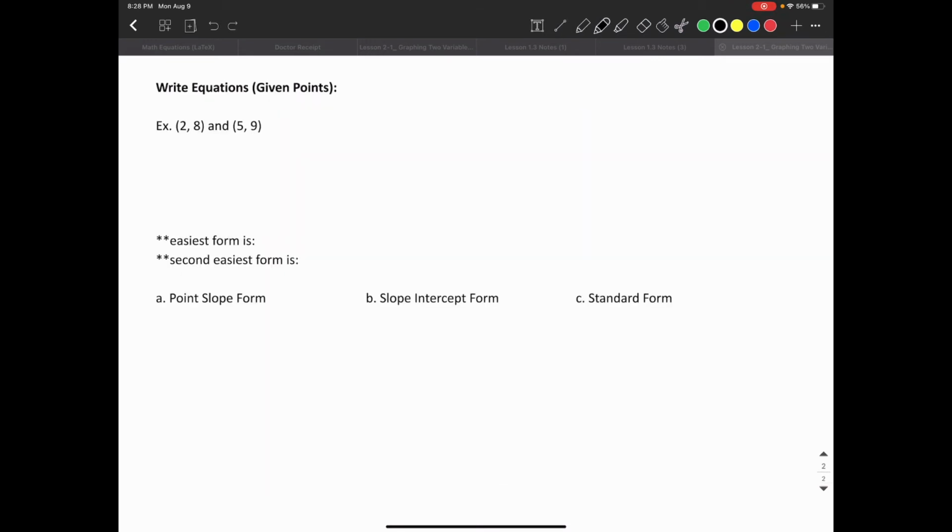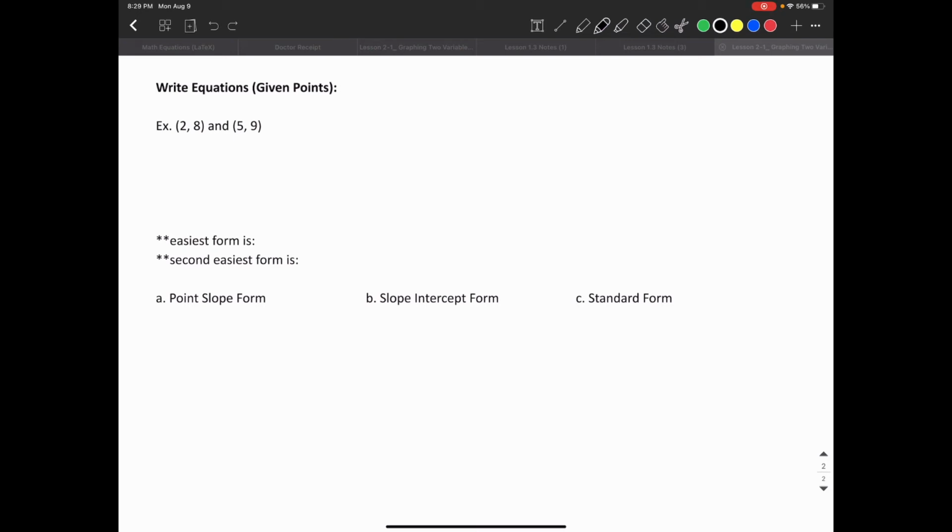Another thing I want to be able to do is write equations given points. So if I'm given 2 points on a line, I want to be able to use them to write an equation for the entire line. If I have 2 points, what I can find out from them immediately is the slope, and that's what I'm always going to do. If I'm given 2 points, first thing I'm going to do is find the slope. I can use the slope to find anything else that I need for the line to complete the equation.